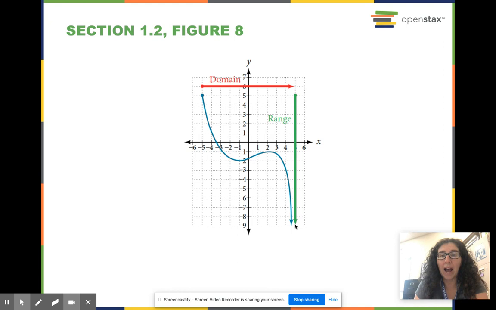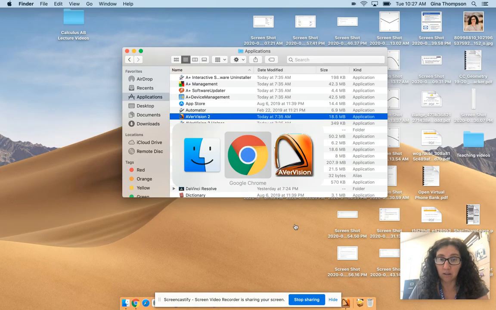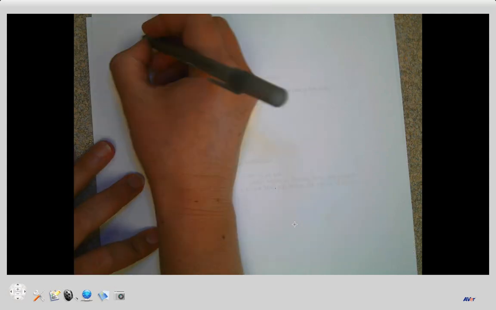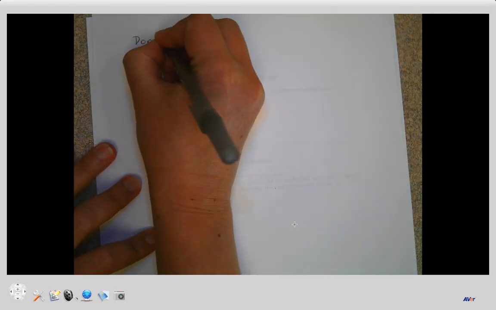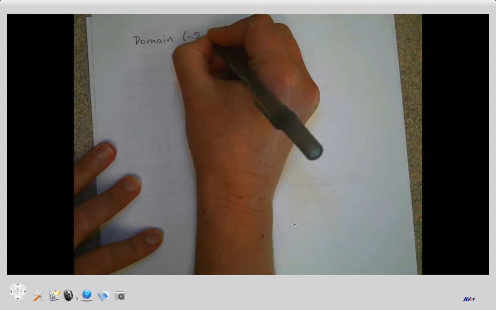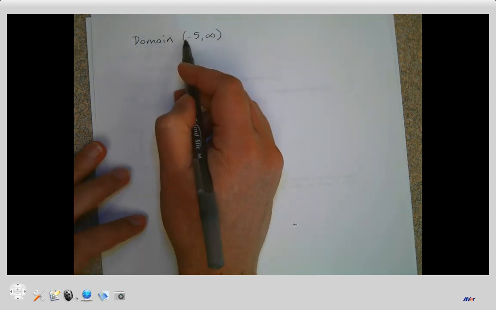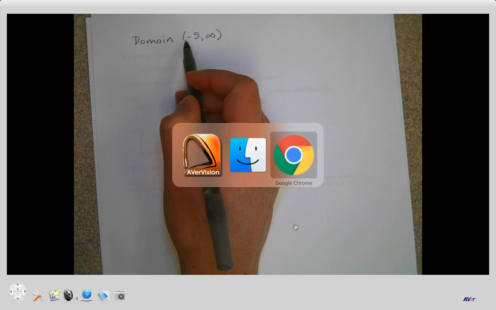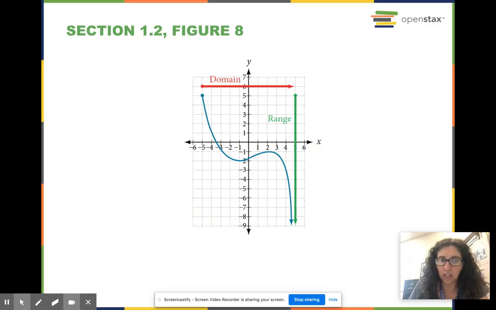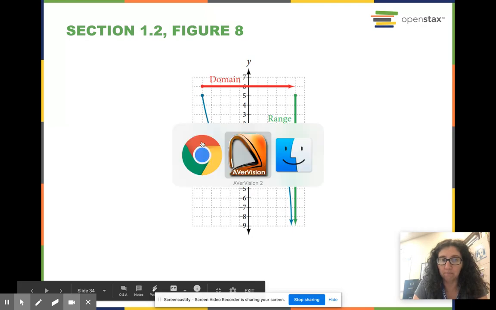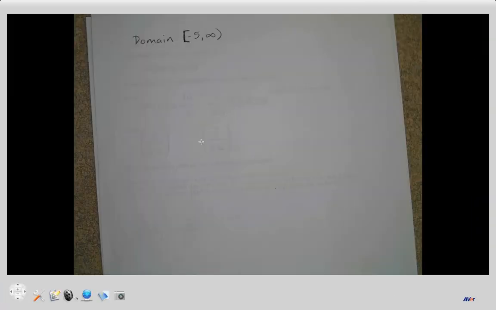Oh, wait. So how would we write that down? The domain is going to go from -5 to infinity. Does that look right? I have a curved bracket by the infinity. I put a curved bracket here by -5. But if you look, it looks like -5 is included. So this should actually be a closed bracket, right? Because -5 along the axis would be included. All right, so the domain is going to look like that.